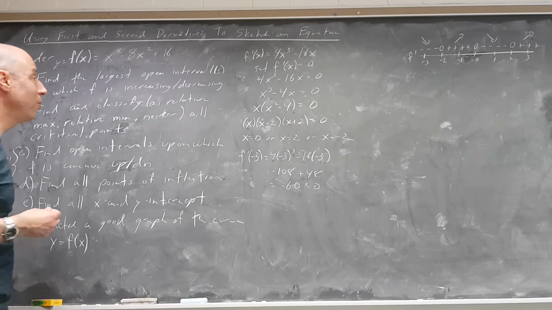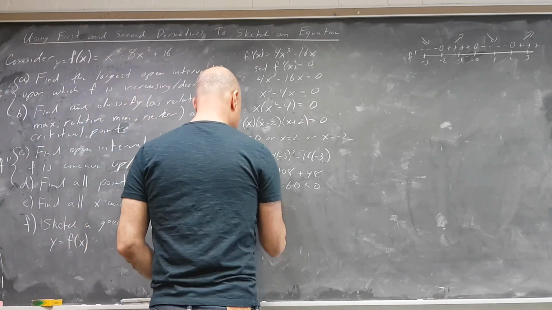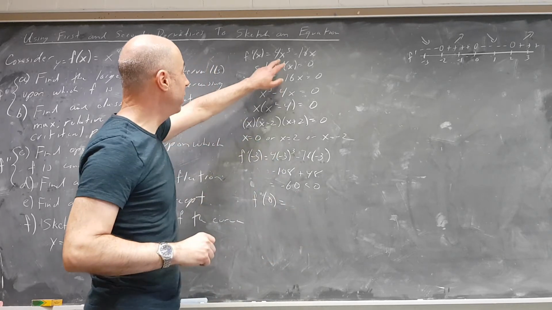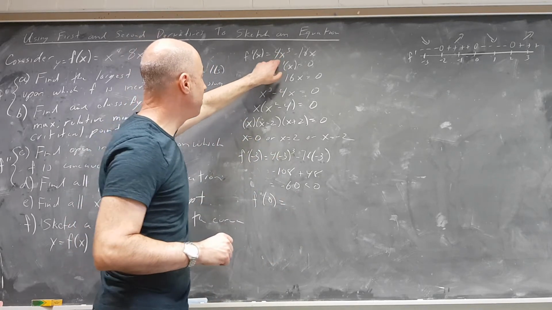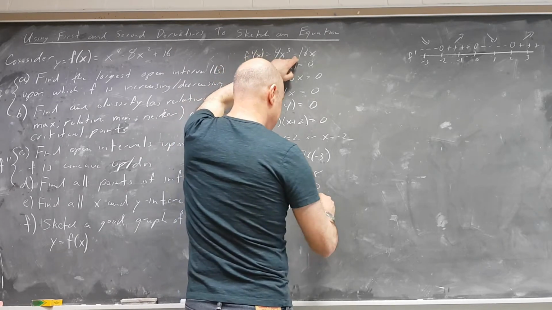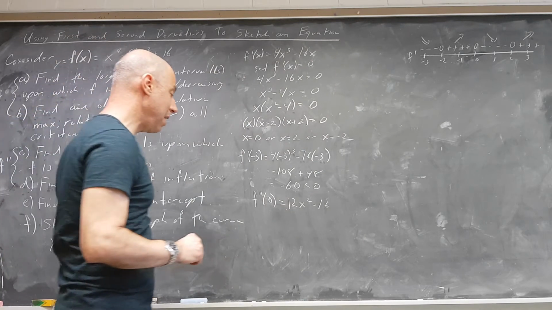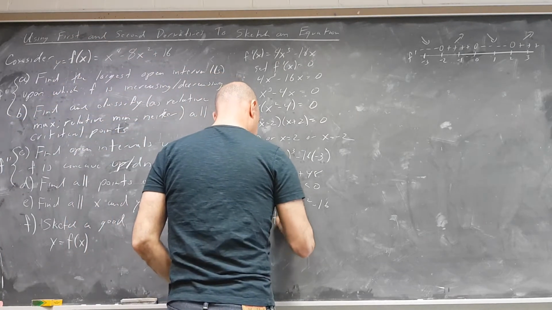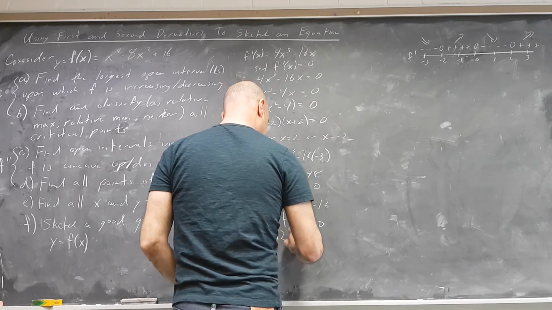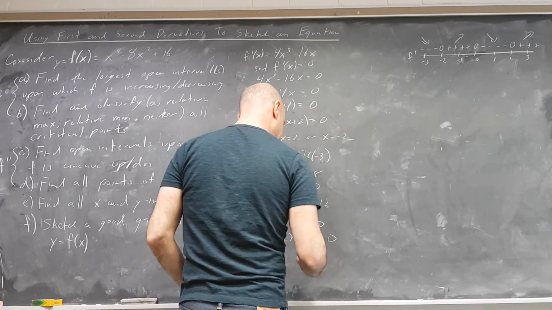Let's go on to the second derivative, assuming we have room. So f double prime of 0, we're going to take the second derivative. The 3 comes down and multiplies the 4. That gives you 12x squared minus 16. And we can set that equal to 0. So 12x squared minus 16 equals 0.